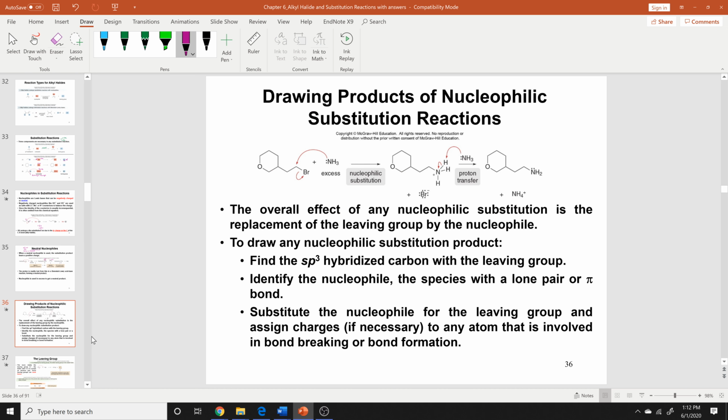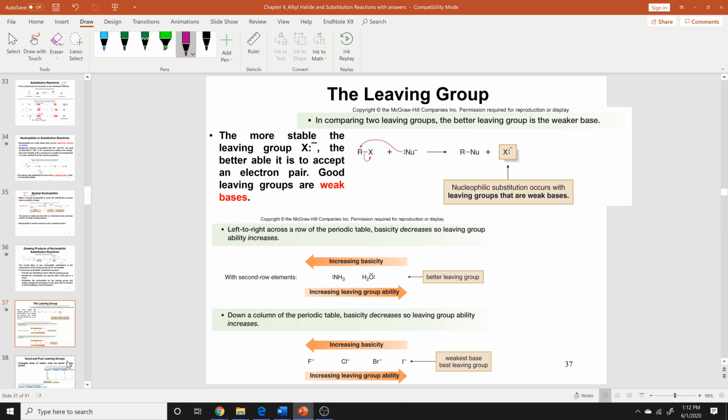This is an example over here. Your ammonia is going to react to form the substitution product, and then another ammonia by an acid-base reaction is necessary. It is necessary here because you cannot leave this as a product. It is not right. Think about it: your reaction has a base in it, and this is acidic. So it makes sense that the base is going to deprotonate the acid to make the neutral compound.